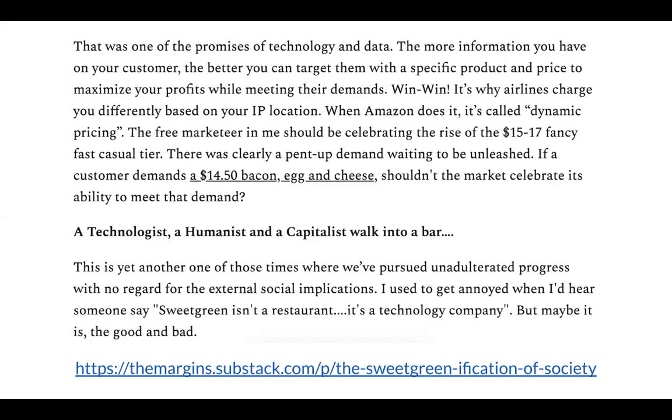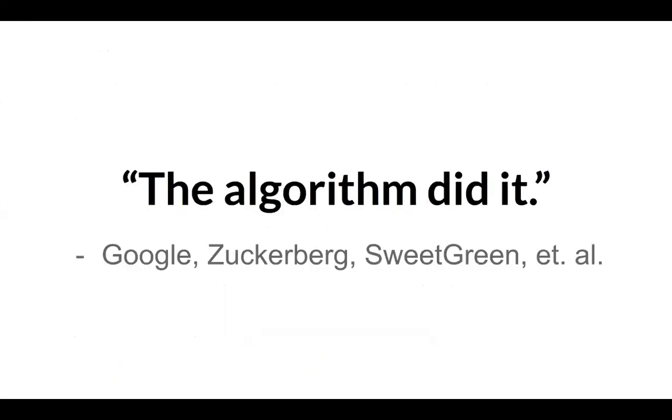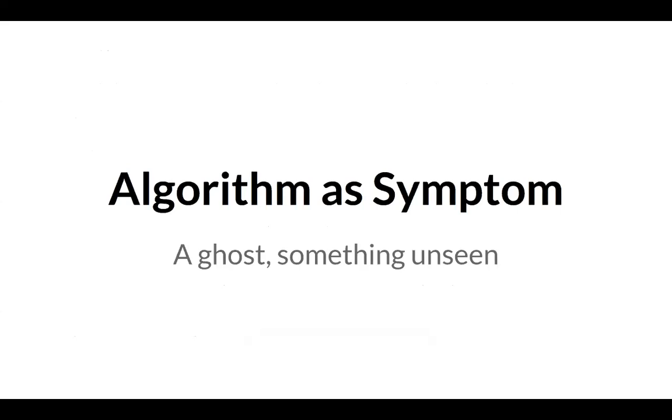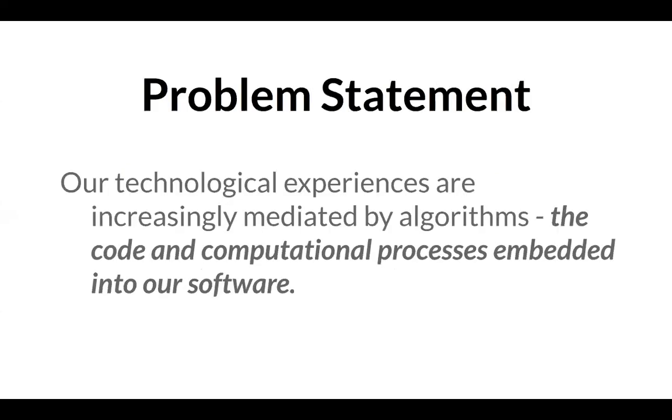So even in whether we're getting coffee, so it doesn't have to be algorithmic processes inform and shortchange all kinds of areas of our lives. So when we say the algorithm did it, we're really kind of speaking to this ghost or something unseen, this thing we don't really understand. And so as our experiences are more and more mediated by these processes, and what we're defining, Julian and I define algorithms in this moment as the code and computational processes embedded into our software.